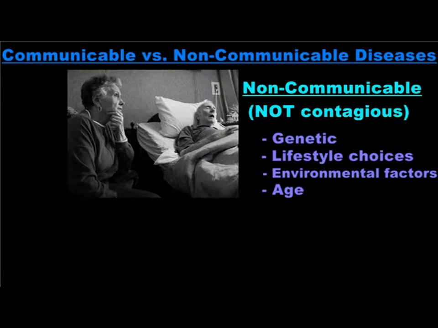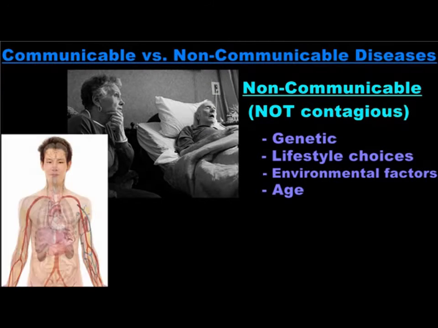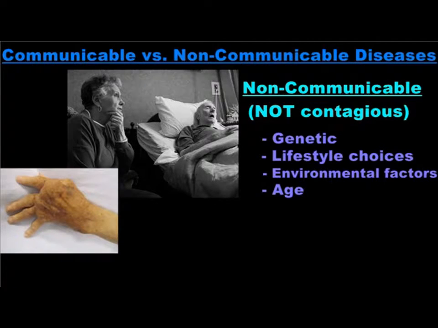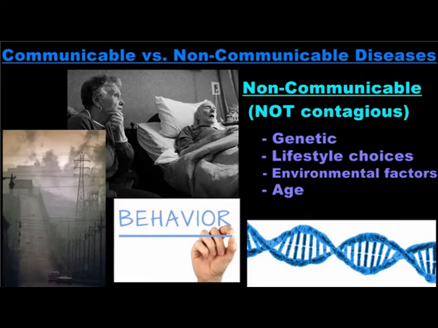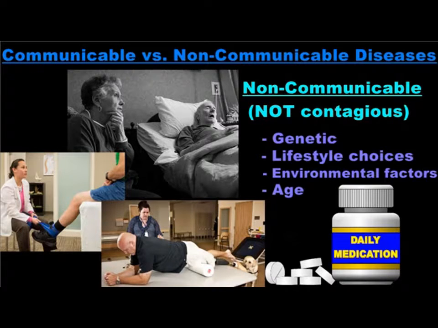The last cause of non-communicable diseases that we will discuss in this lesson is age. As a person ages, body systems and organs can wear out over time and begin to fail. Non-communicable diseases related to age are called degenerative diseases and include arthritis, osteoporosis, and glaucoma, among others. Some of these diseases have environmental, genetic, and behavioral factors that can contribute to their development as well. Treatment of degenerative diseases may involve daily medication regimens, pain management, or physical therapy.